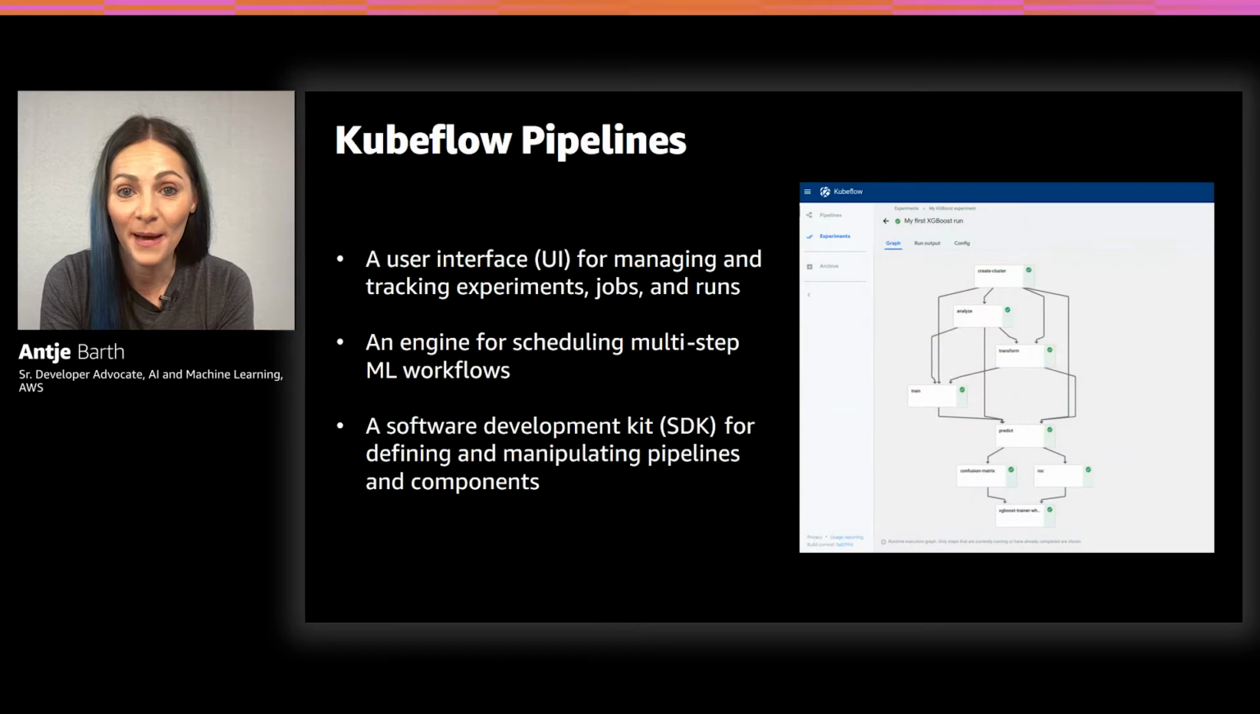So let's see where Kubeflow Pipelines can help us. Kubeflow Pipelines is part of the bigger Kubeflow project. It comes with a user interface which you can use to manage and track your experiments, your individual jobs, and the runs. It also comes with an engine to schedule multi-step machine learning workflows, as you can see here on the right, which shows an example execution graph of a pipeline. And it also comes with a software development kit, which we will use in our notebook in the demo to define the pipelines and the components.